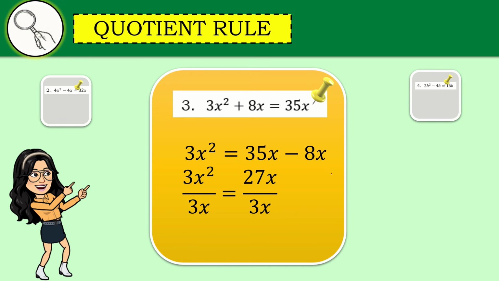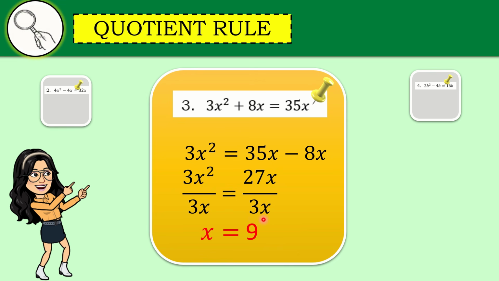So the next step is, using our quotient rule, same with our previous examples, we are going to multiply both sides by 1 over 3x. Good. To eliminate the numerical coefficient of our variable, we still have 3, and we need to eliminate one variable of x. So we are going to multiply both sides by 1 over 3x. Thus, we have 3x squared over 3x is equal to 27x over 3x. Were you able to follow?